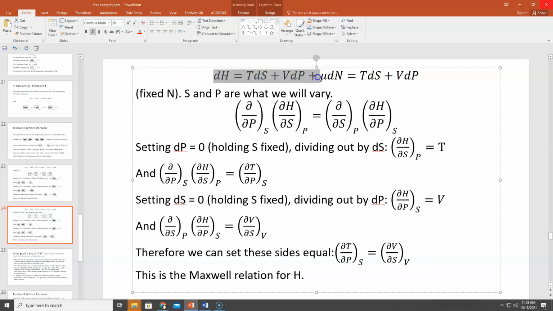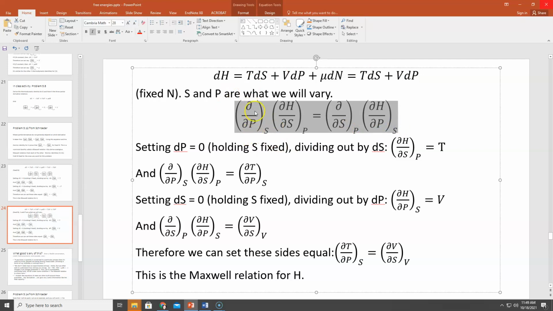So remember our thermodynamic identity for the enthalpy was dH equals TdS plus VdP plus mu dn. Now, dn is 0 because we're holding n fixed, so that just leaves us with TdS plus VdP. Okay, now that means if you look at this enthalpy relationship, dH equals TdS plus VdP, S and P are the things that are varying. So that's what we're taking the partials with respect to, and we're going to change the order. So our Maxwell relationship will come from this.